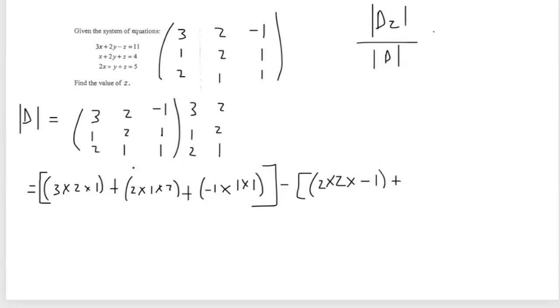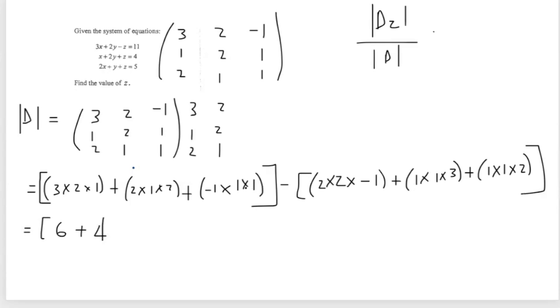Plus, then we multiply 1 times 1 times 3, plus 1 times 1 times 2. So therefore we have 3 2's, 6, plus 2 times 2, that's 4, because the 1 doesn't affect anything, that's why I'm not saying 2 times 1 is 2.